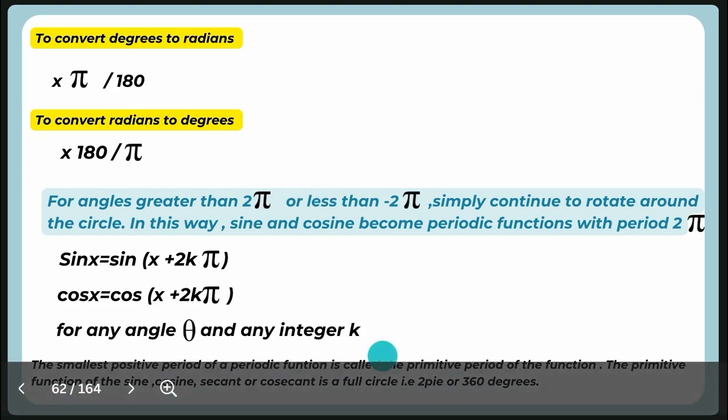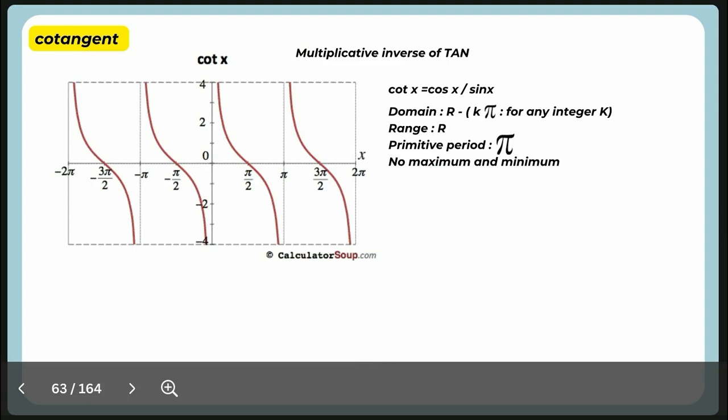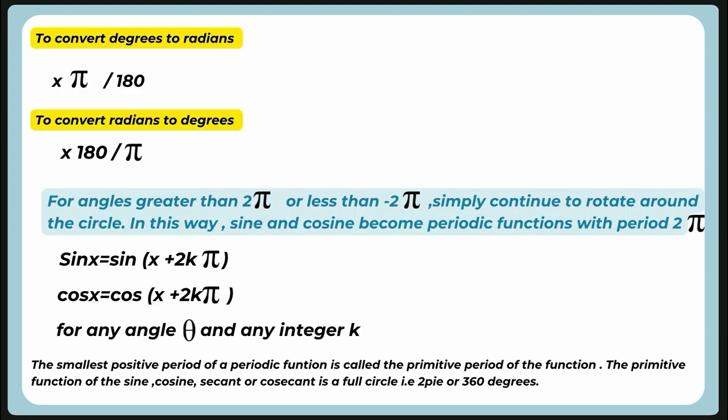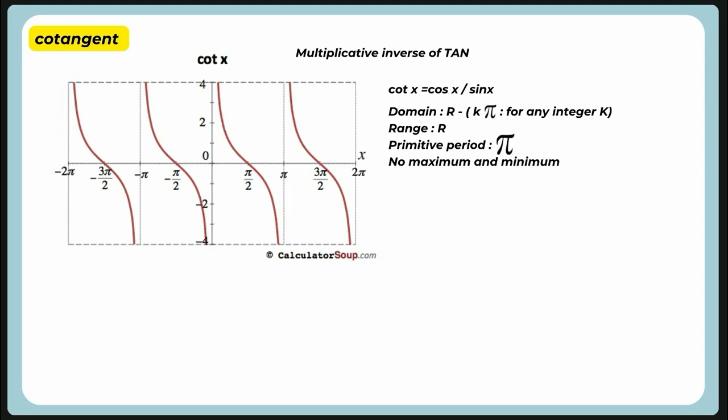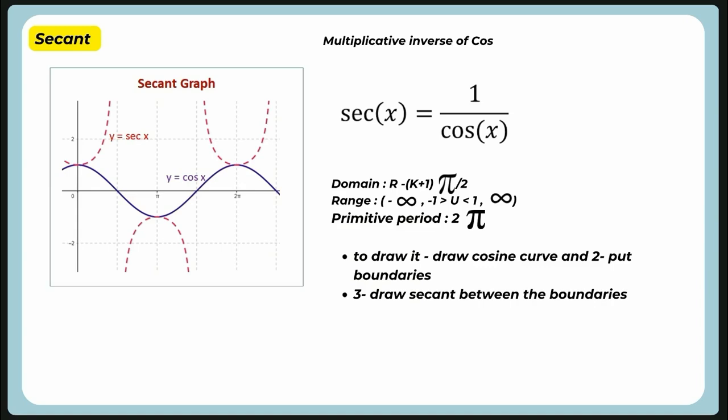Now let's speak about the three other functions. The first one is cotangent. It is a multiplicative inverse of tan. So cotangent is cosine of x over sine of x. The domain is all real numbers except k pi for any integer k, while the range is all the real numbers. The primitive period is pi, and it does not have a maximum or a minimum. So that's the cotangent.